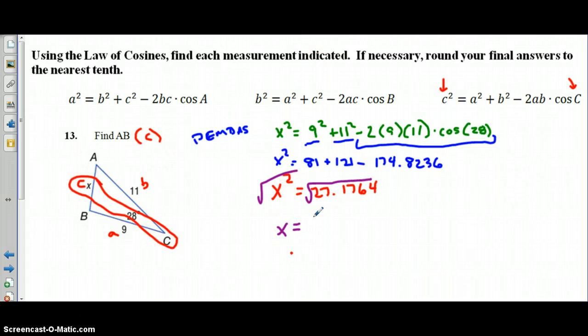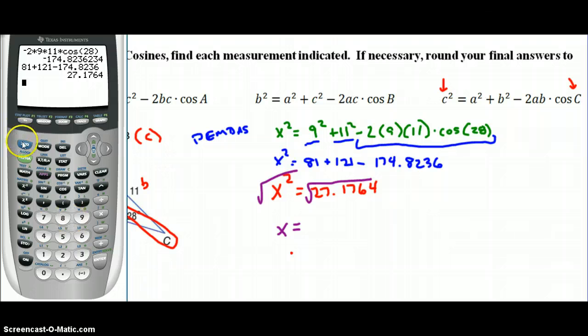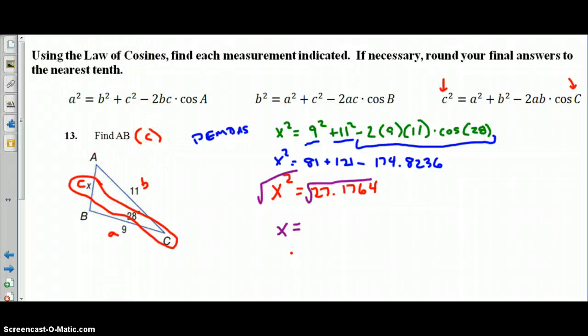And so x equals, using our calculator, the square root of 27.1764. That is equivalent to, because this will be our final answer, rounding to the nearest tenth, 5.2. So in this scenario, our side little c, or the length of AB, is equivalent to 5.2 units long.